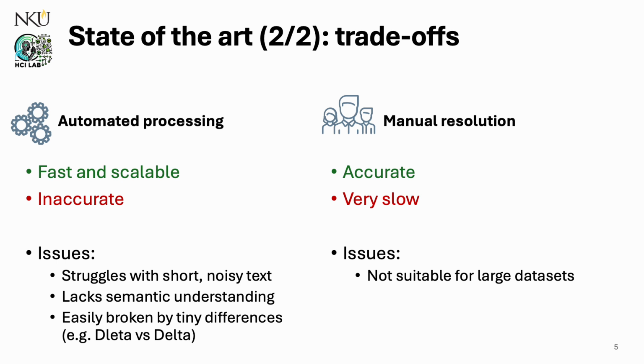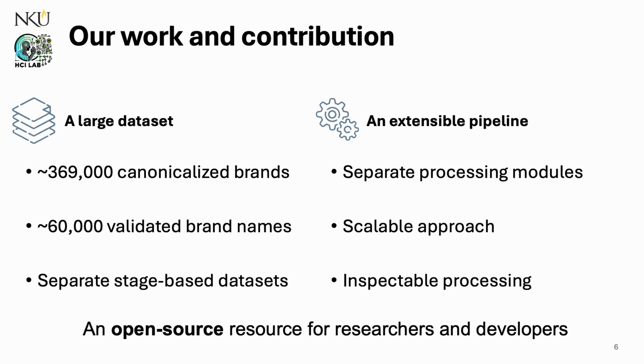So, we needed a hybrid approach, one that combines automation for scalability with human review for accuracy. All of these challenges led us to our main contribution, that is BrandNERD. It is an open source dataset and modular pipeline designed specifically for brand name resolution. What makes it powerful is its scalability, flexibility, and openness. It includes nearly 369,000 canonicalized brand names and over 60,000 validated brand names. We built it as a stage-based pipeline where each step from cleaning to validation produces its own dataset that can be reused or improved independently.